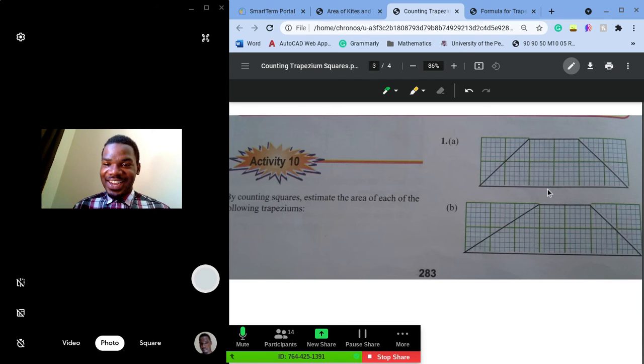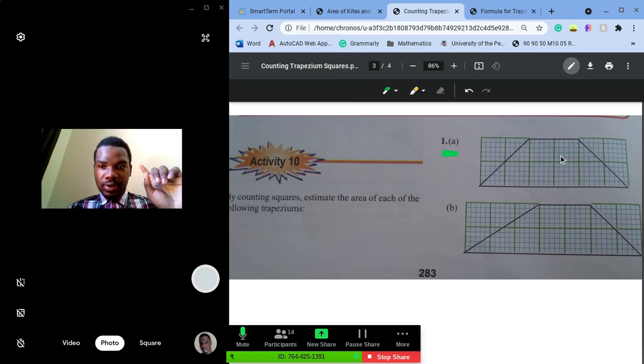Alright? So for 1A, you must use either the Kite method, rectangle method, or the parallelogram method. If you selected one of those, you only have 2 other choices to use for the second one. Is that clear, everybody?